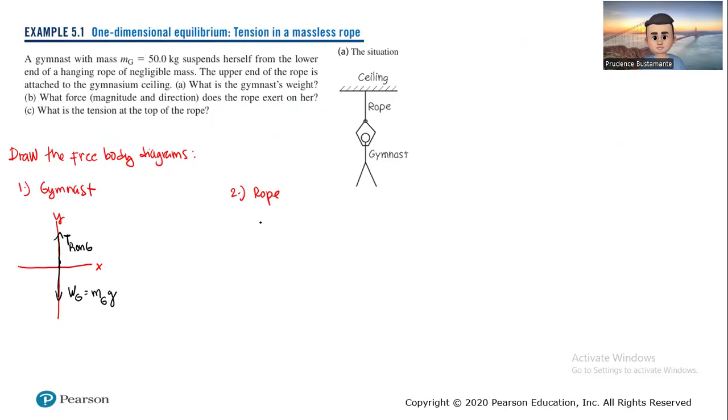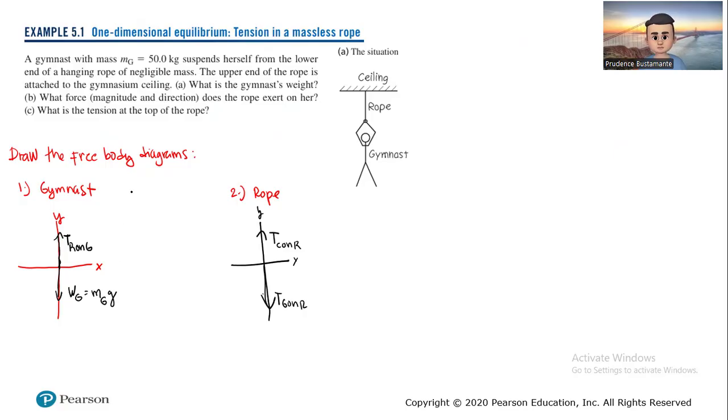If you look at the rope, this is y, this is x. We have the tension. Of course, if you are the rope, you have a tension of the ceiling on the rope, and also because the gymnast is pulling on you, you have the tension of the gymnast on the rope.